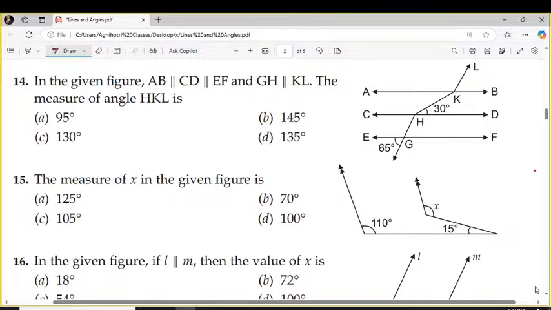Sir, I've got my answer for 14. Okay, then let's discuss 14th. In the 14th question, what's your answer? First tell me that.